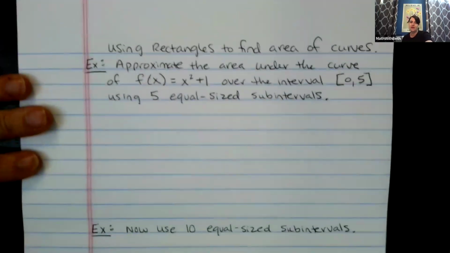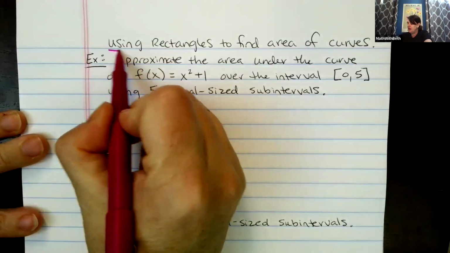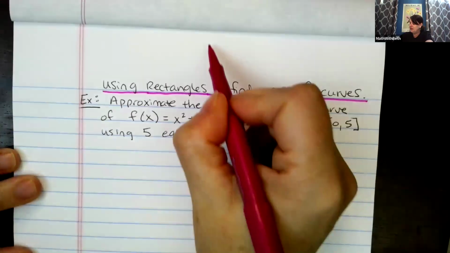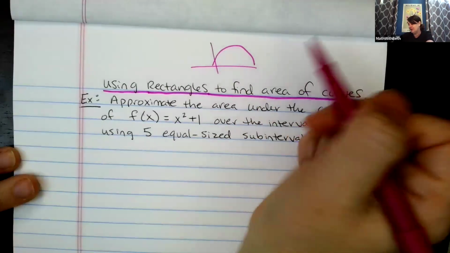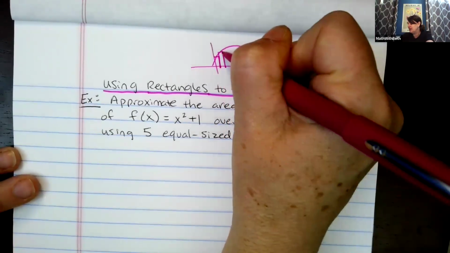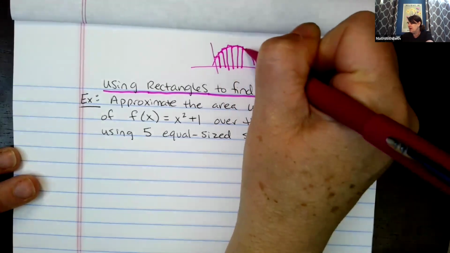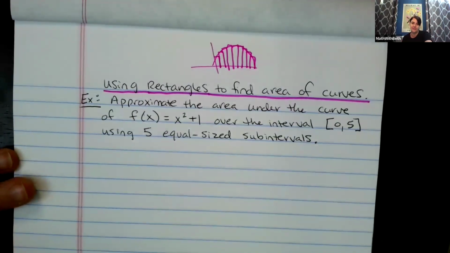Okay, so now what happens when we have a curve? Using rectangles to find the area of curves. If there is a more complicated equation and it ends up being some kind of curve, unless we could make it a perfect circle, what we're going to do is split the section into multiple rectangles to try to get as close as we can to the shape of that curve.